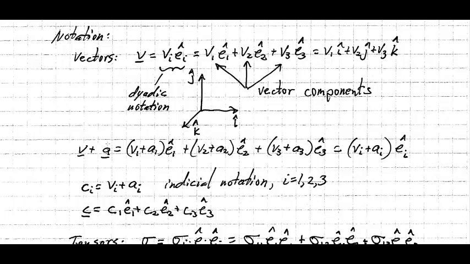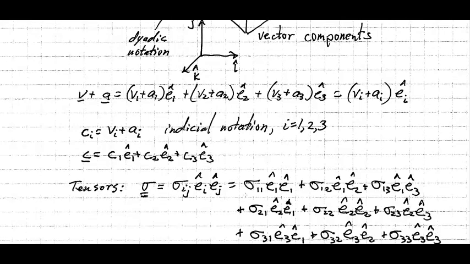One important rule here is if we sum up two vectors, v and a, we're going to sum their components. So v1 plus a1 for the one direction, similar for the two direction, and the three. So we can also write this in more compact form using the index notation. So these are my components in indicial notation, where c can be written out this way.